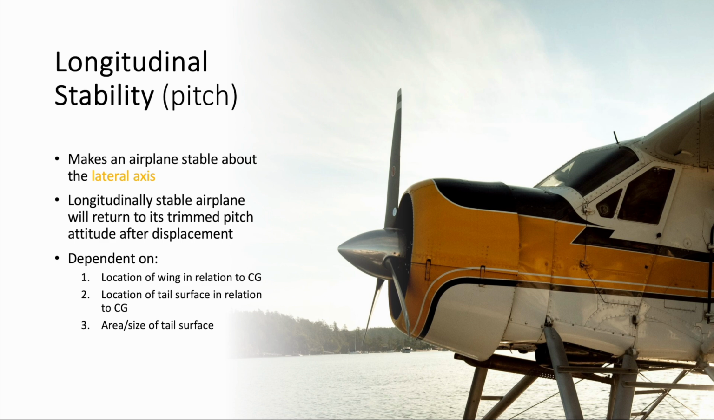So the distance between your center of gravity and the wing is also going to help dictate how stable it is. If your center of gravity suddenly goes to the same point or behind your center of lift, the airplane's unstable. It's going to have negative stability.